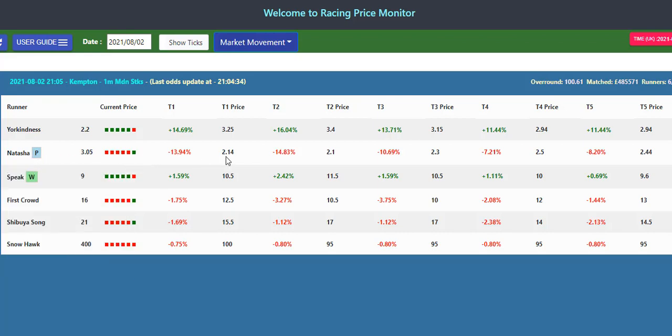If we look at Natasha, it's gone from 2.14 all the way out to 3.05. So it's nearly a 14% market drifter from its price an hour ago to now. So that's a good indication that obviously the market doesn't have any faith in Natasha winning. It ran a place, but it didn't win.